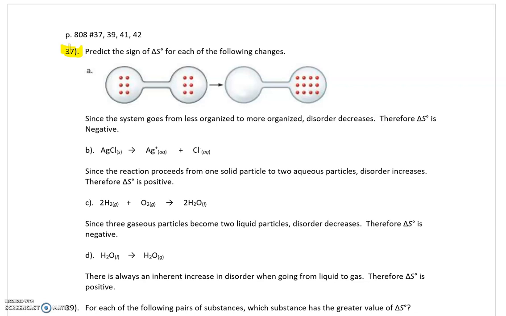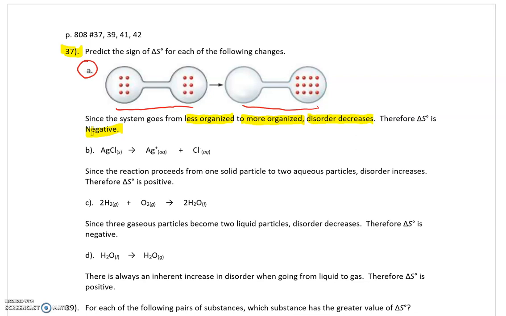All right, so here we are. We're looking at A. And what we got here is a situation where we've got these two flasks with an equal number of evenly distributed molecules, or a situation where the molecules are all very neatly and coincidentally crammed over on one side. Well, obviously, that's a decrease in disorder. So since the system is going from less organized to more organized, that means that the disorder is decreasing and delta S is negative.